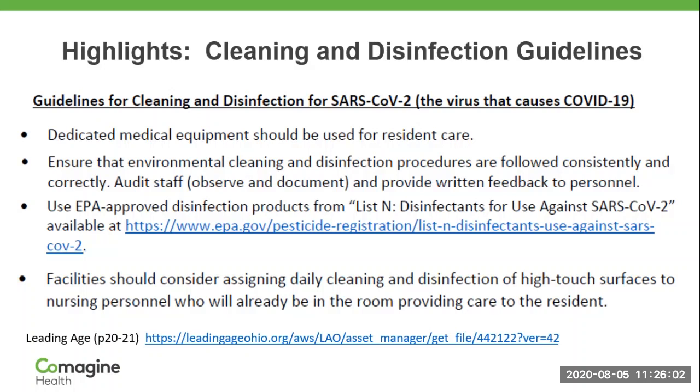Also, it's a good time to be auditing environmental service cleaning, making sure people are really disinfecting the high-touch surfaces. And then checking that your disinfectant is EPA approved from List N, and there is a website there you can go to. You want to look at the actual EPA number, which is typically in very tiny print on your disinfectant, and make sure it's on that list.